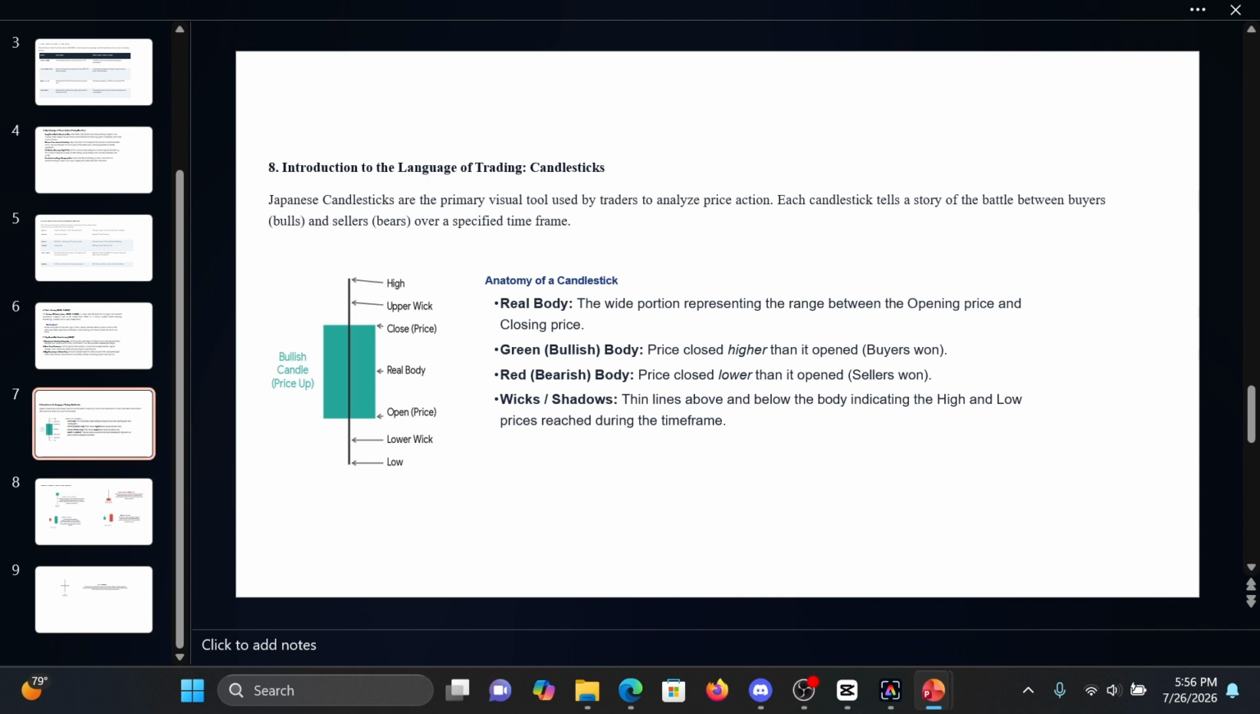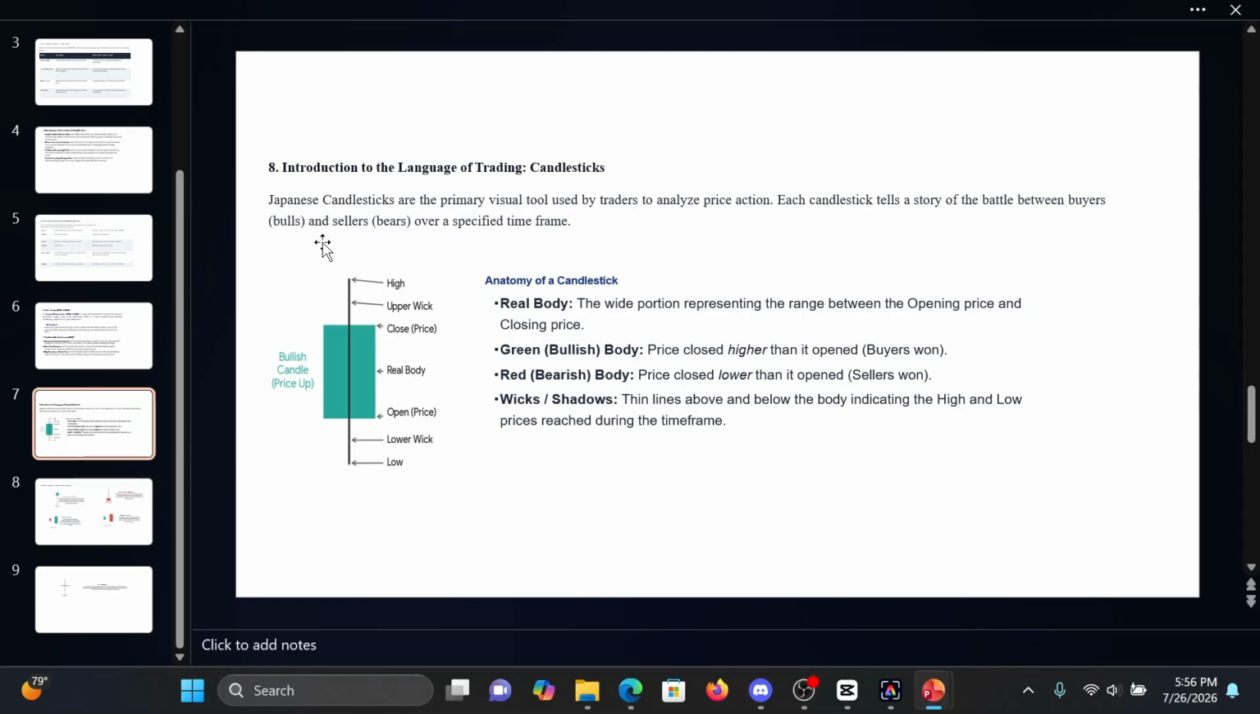So, introduction to the language of trading, which is the candlesticks. The Japanese candlesticks are the primary visual tool used by traders to analyze price action. Each candlestick tells a story of the battle between buyers and sellers.